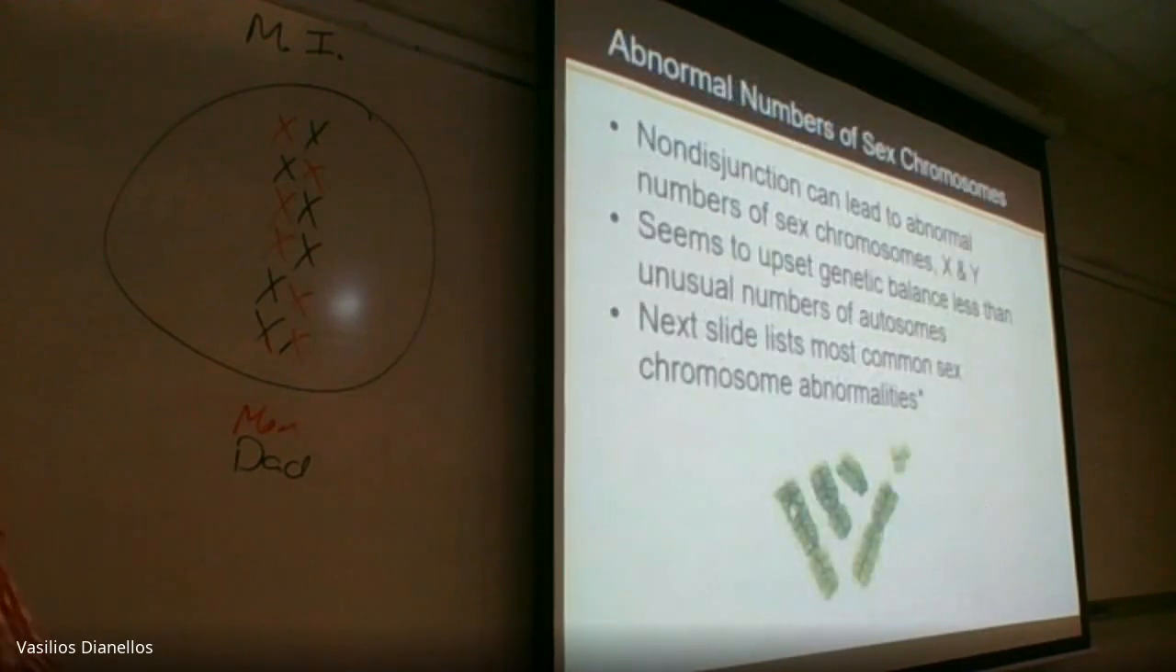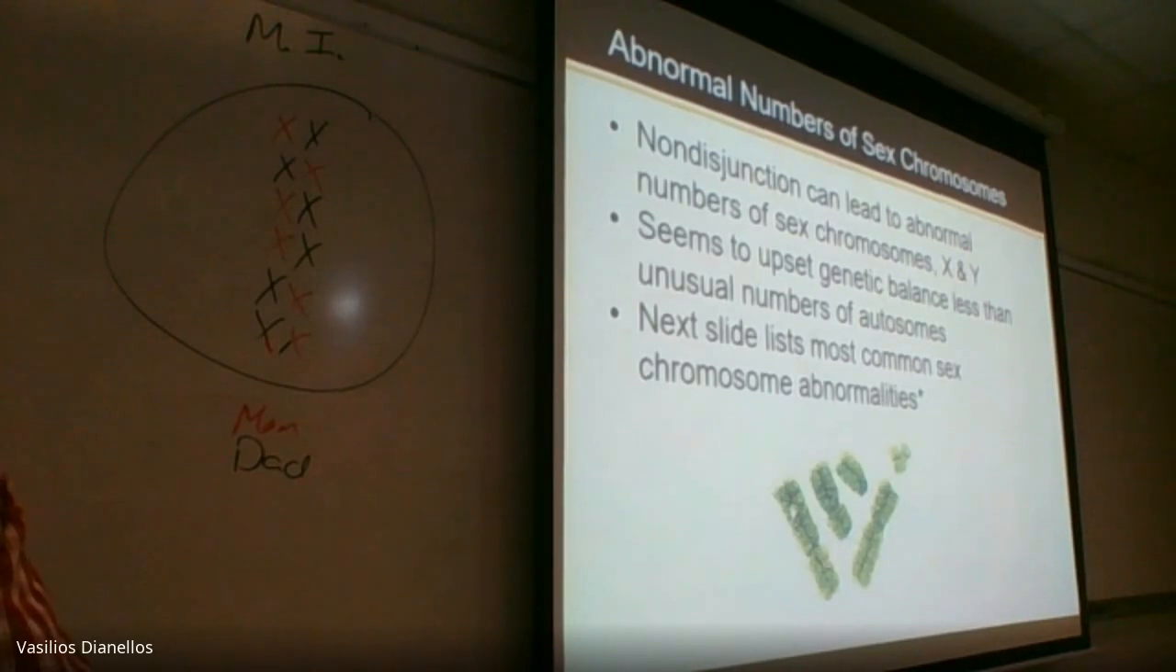Obviously, non-disjunction can affect more than chromosomes 1 through 22. It can also affect your sex chromosomes. But that seems to upset things a lot less. So it's not usually as big of a deal as something like Down syndrome, or whatever syndrome might happen when you have an extra number 1 chromosome, for example. So there's not much to say. I probably won't ask you anything about this on the exam.